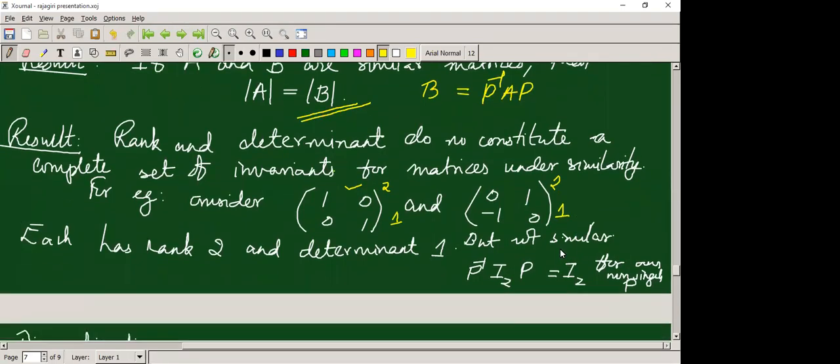Are they similar? No. Why? Because for any non-singular matrix P, this is I2, the identity matrix of order 2, P inverse I2 P is equal to I2, and that is not equal to this matrix.